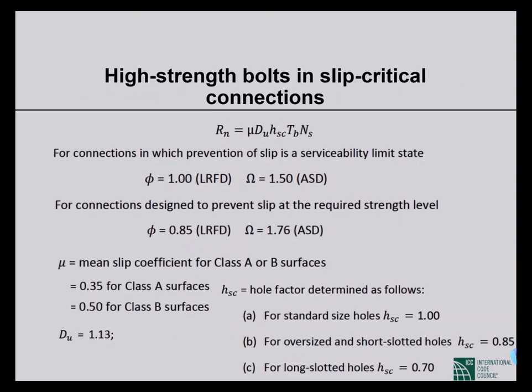So high strength bolts in slip critical connections. The nominal strength depends on a number of parameters: mu, DU, HSC, TB, and NS. So mu, this is very important. We know that mu stands for friction coefficient. Here the friction coefficient is called mean slip coefficient. It depends on surface. So surfaces are defined for slip critical connections in two classes, class A and class B.